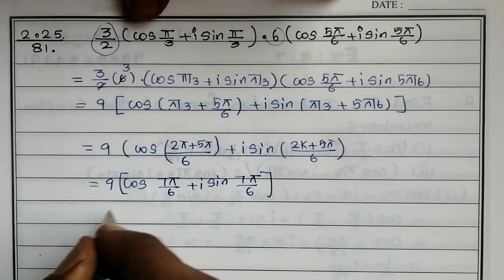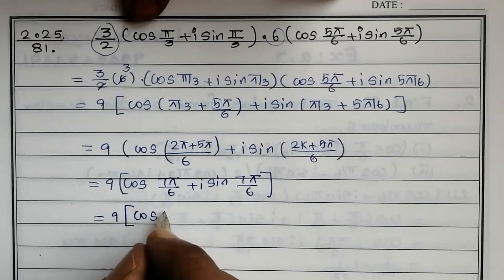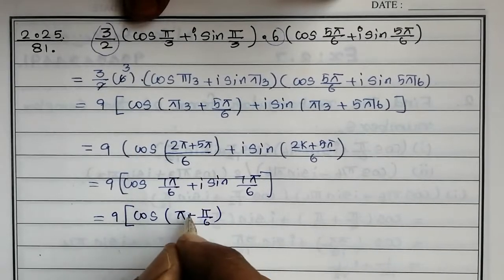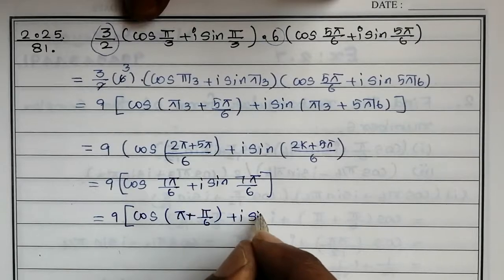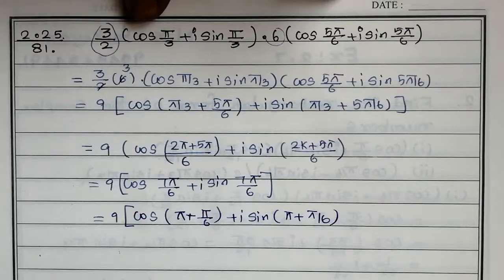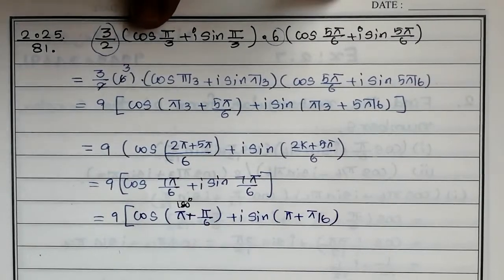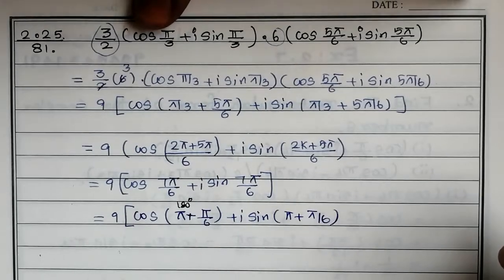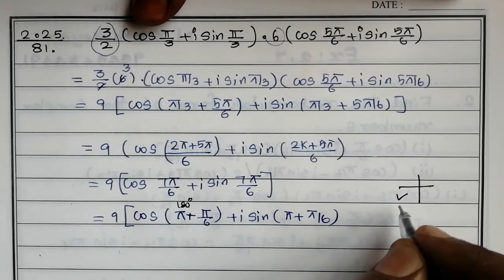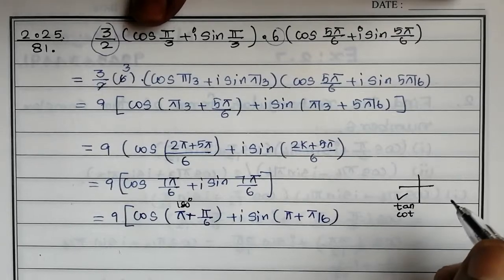Okay, so simply we can write cos 7π/6 is nothing but cos(π + π/6) + i sin(π + π/6). Here π is 180°, so this is 180 plus theta, which means the angle lies in the third quadrant. In the third quadrant, tan and its reciprocal cot are positive, others negative.